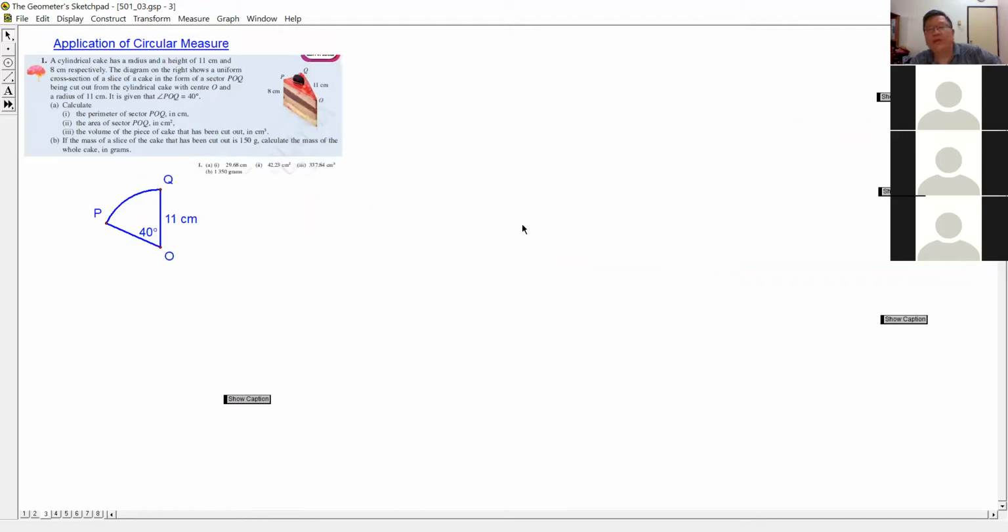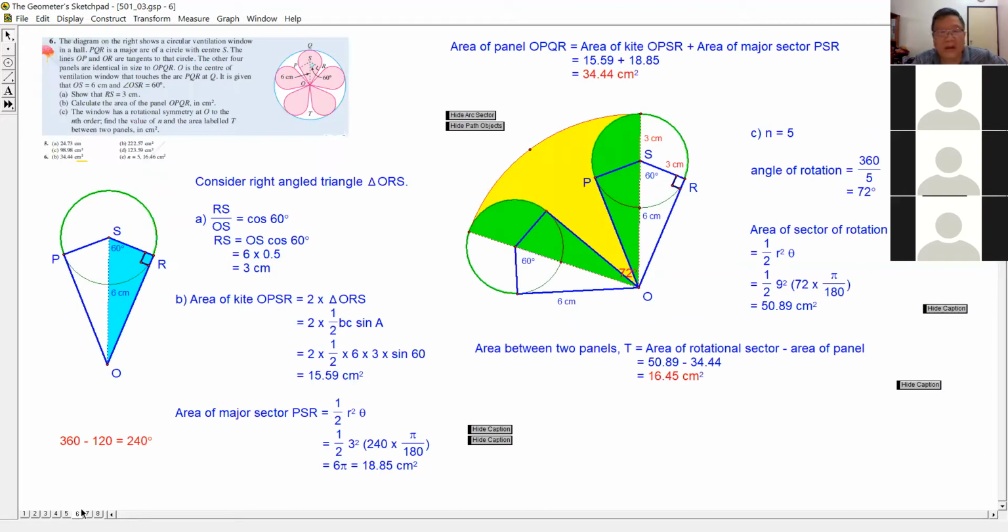Okay, so we move back to this one. Last lesson, I didn't finish this application of circular measure, so it's not finished yet. Okay, any question?